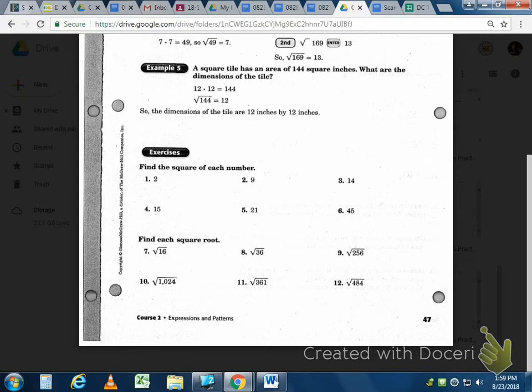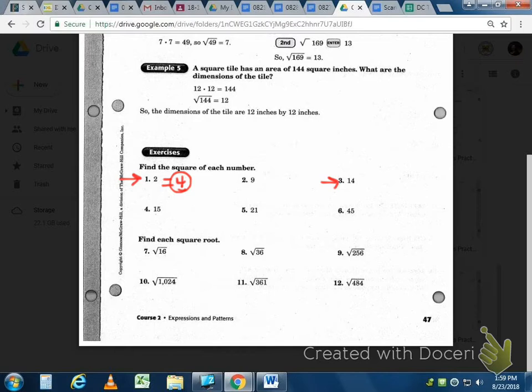Now we're going to do some of these odd examples at the bottom of the page. If it's asking for you to find the square of a number, that means you take the number times itself and tell what you get. So number 1, somebody tell me, what is the square of 2? Caden? 4. What about number 3? What is the square of 14? Emily? 14.